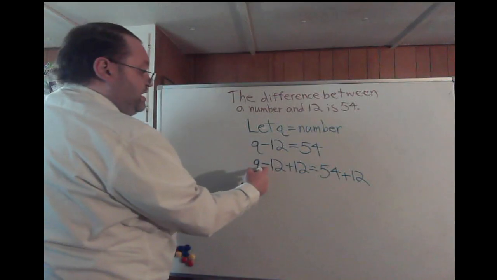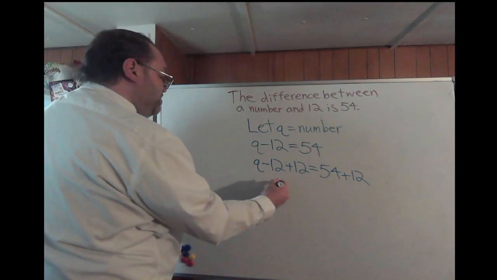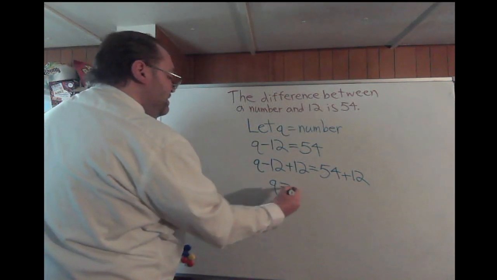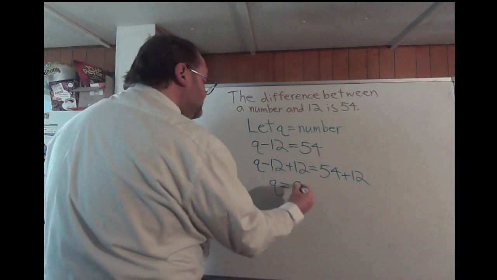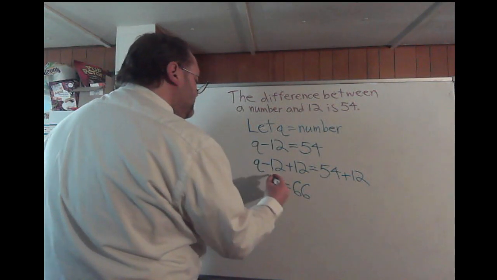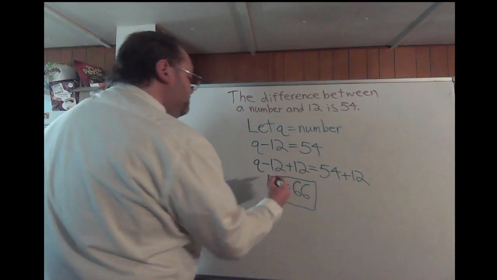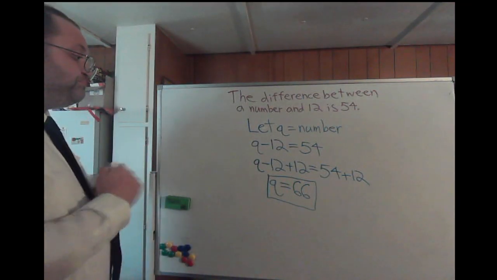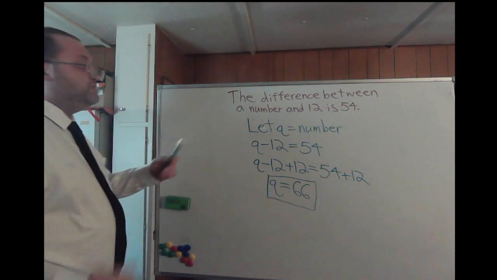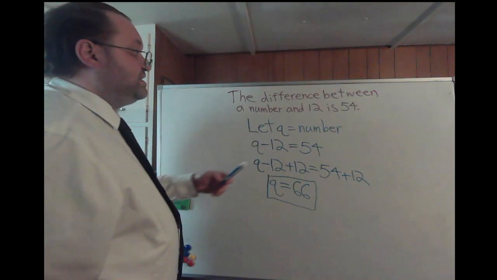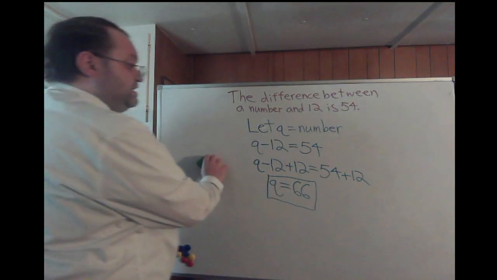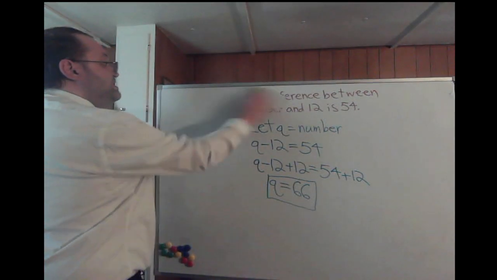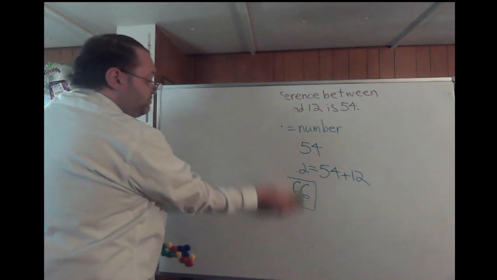So we have minus 12 and plus 12. That leaves q by itself. We'll have q, what is 54 plus 12? That's 66. So the number we were looking for, q, is 66. So the difference between a number and 12 is 54. So whenever you see the difference, that is a subtraction problem.